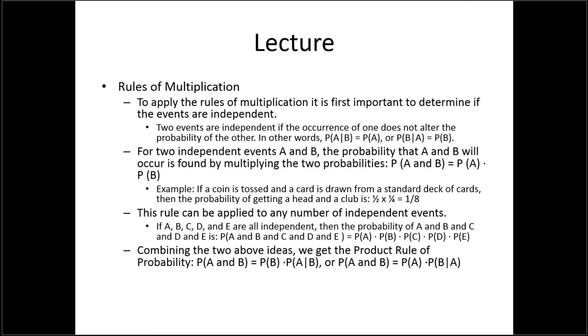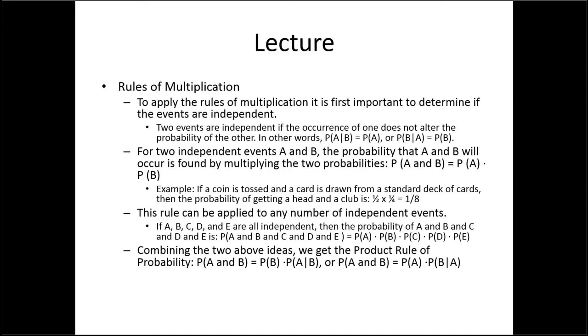For two independent events, the probability that A and B will occur is found by multiplying the probabilities. So the probability of two different events happening is the probability of the first happening times the probability of the second happening. An example of independent events would be tossing a coin and drawing a card. One has absolutely nothing to do with the other. The probability of a coin coming up heads, given that you drew a 10, is the same thing as the probability of a coin coming up heads. The probability of drawing a 10, given that your coin came up heads, is the same thing as the probability of drawing a 10. One does not affect the other in any way.